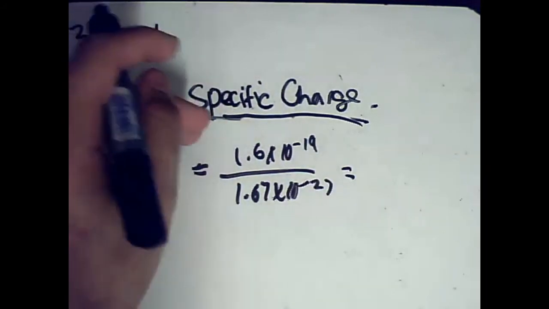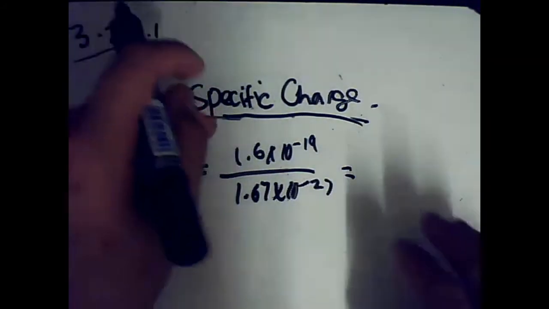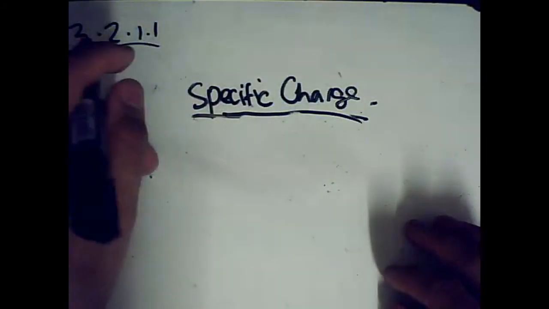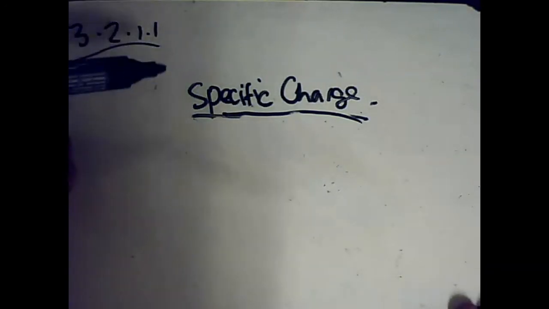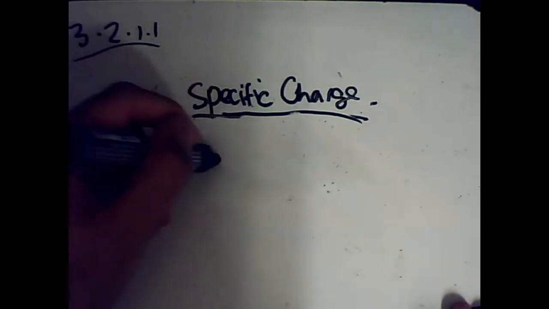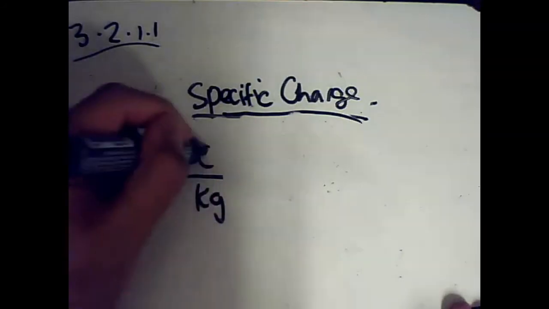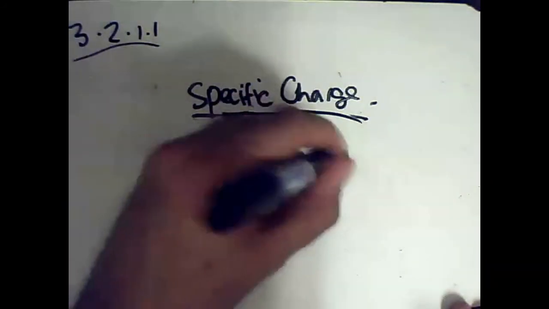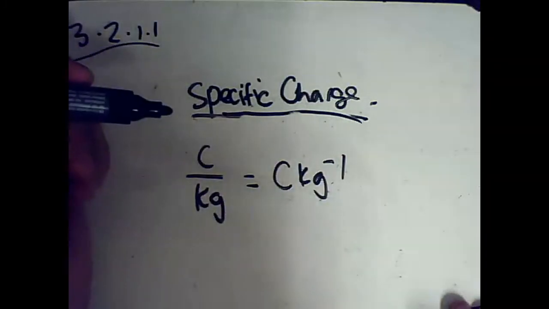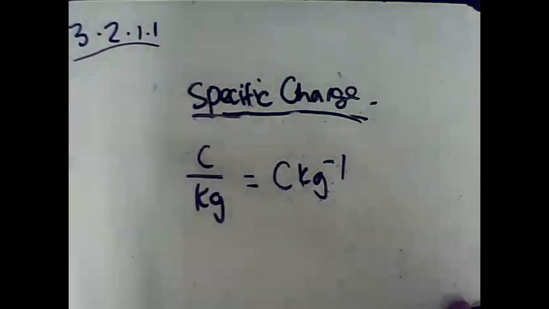Specific charge, if we put it into a bit of context, can tell you the charge per unit mass of atoms, and you will find that electrons have the highest specific charge. Remember that we have charge over mass, which is coulombs over kg. Therefore the unit is coulombs per kilogram. Okay, that's all we need to know for this specification point.